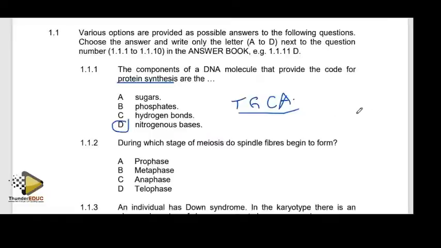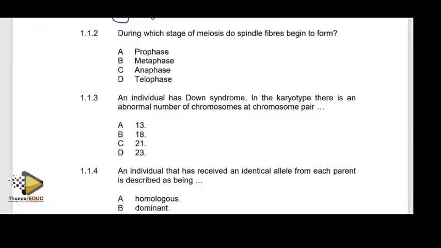Then 1.1.2, during which stage of meiosis do spindle fibers begin to form? The spindle fibers always begin to form under the preparation phase, which we call the prophase. So it means that the answer is going to be A. I'll explain more when we go to other sections.